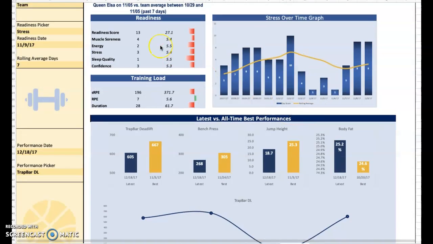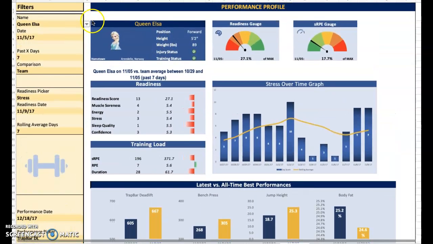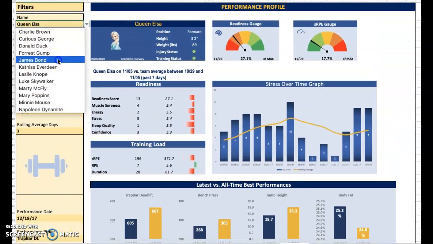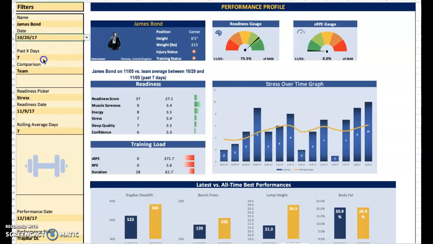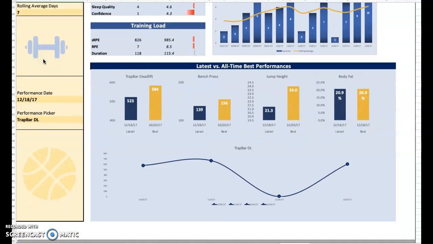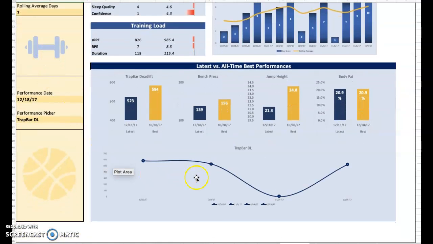For example, we can use James Bond. Let's say we change the date to 10/20/17. We can use this to see that on 10/20, James Bond had performed his best on each of the metrics, aside from the percentage body fat. This allows us to determine whether they have improved or not over the past 4 performance dates.